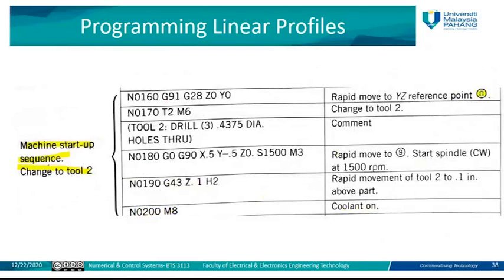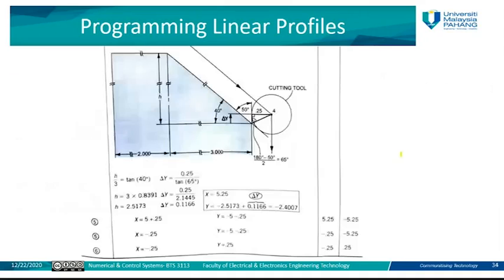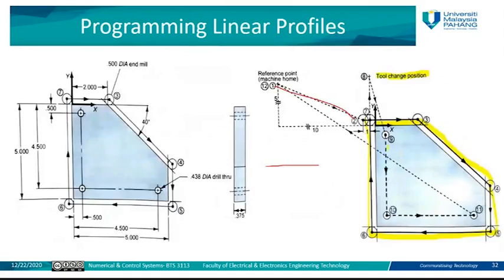So after it reaches this point here, we are going to change the tool by using the command T2 M6 here to change to tool number 2. Tool number 2 is used for drilling holes, and we are going to create a hole using this tool, which has this specific diameter and this specific depth. Then rapid move to point 9. This point 9 is the first point of our drill.